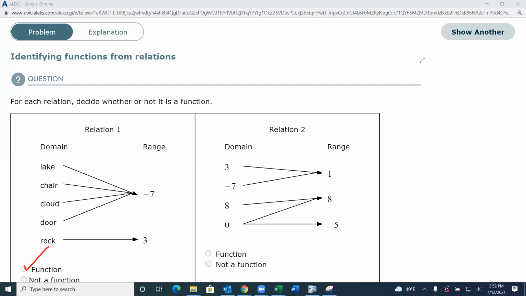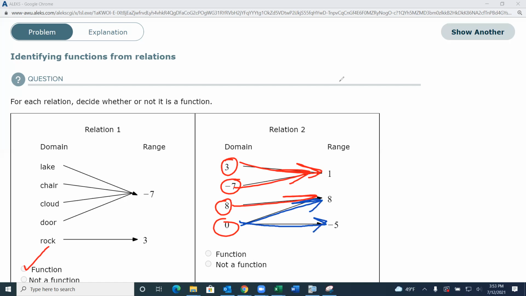All right. So how about relation number 2? Well, 3 is used just once and -7 is used just once. So it looks like we've got a function. 8 is used just once, but 0 is associated with the number 8 in the range and the number -5 in the range. So not a function. Okay, that is how that works.